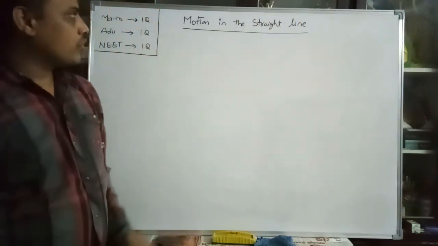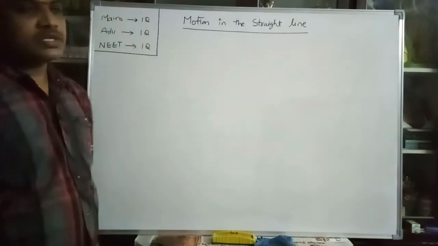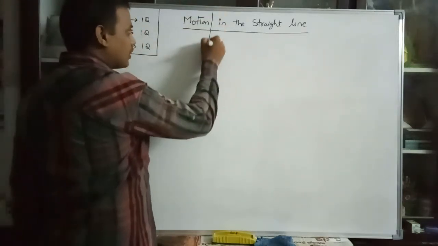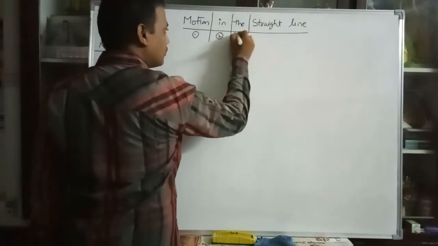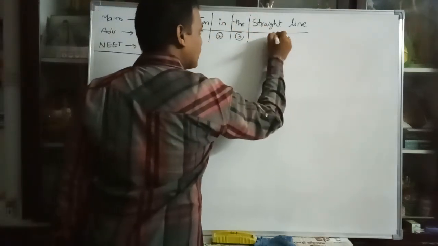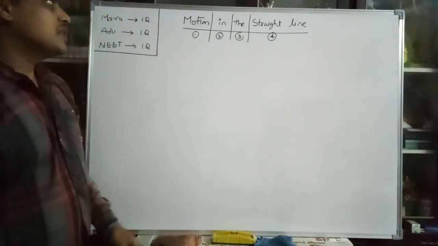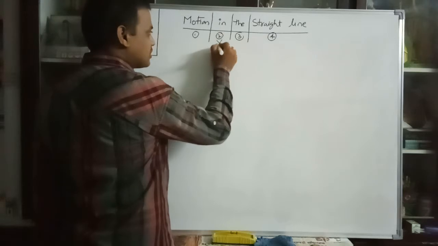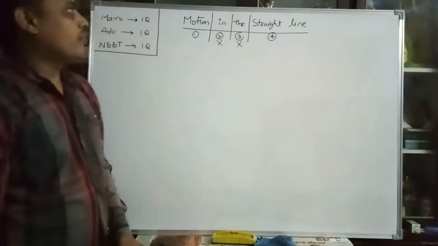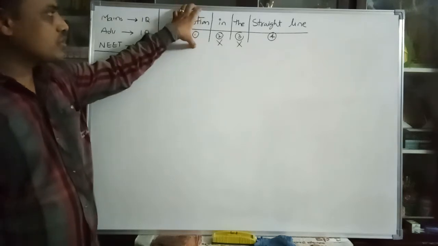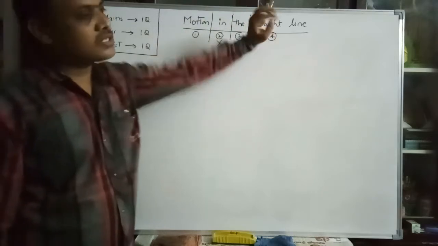Before going to the topic, we divide the chapter name into words. Motion is the first word, and straight line is the last word. According to physics, there is no need to explain the prepositions at English level, so there is no necessity for the meaning of 'in'. What words are required? One is motion, another is straight line. So we must learn about motion and straight line.